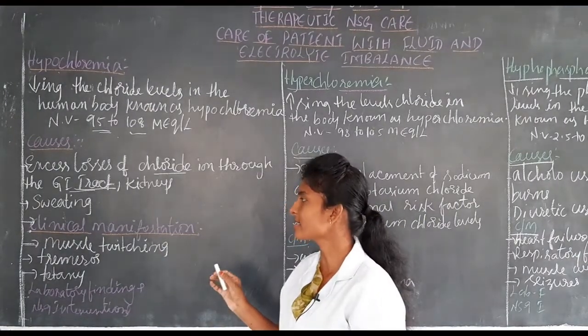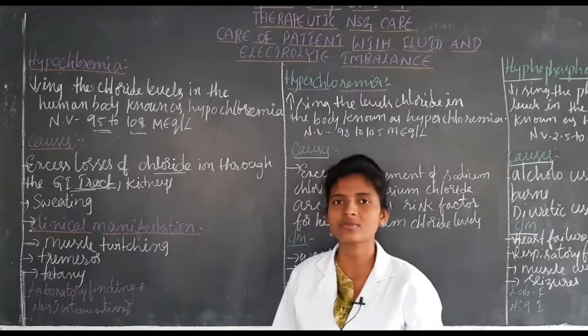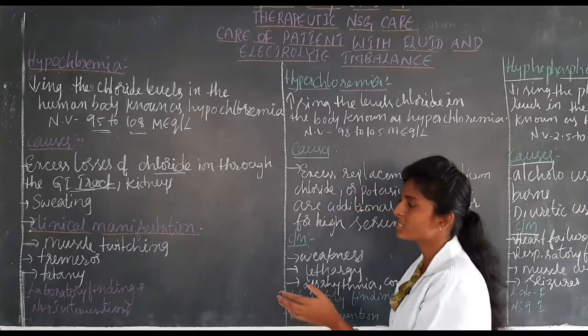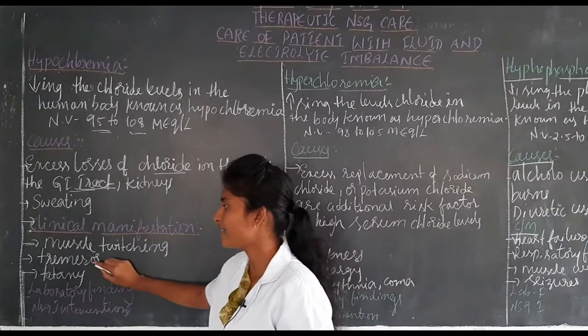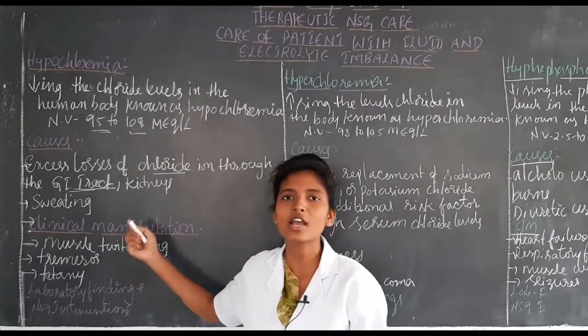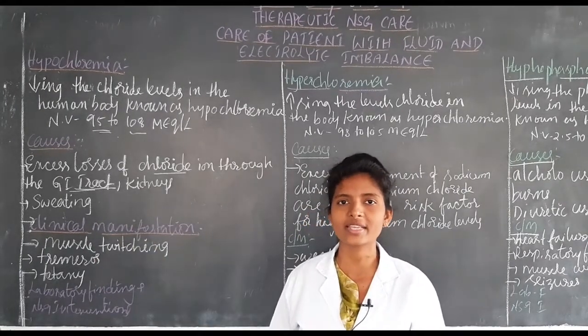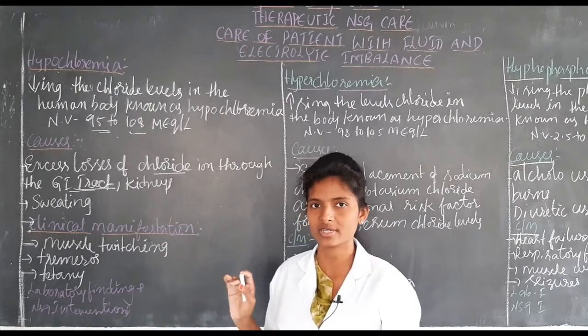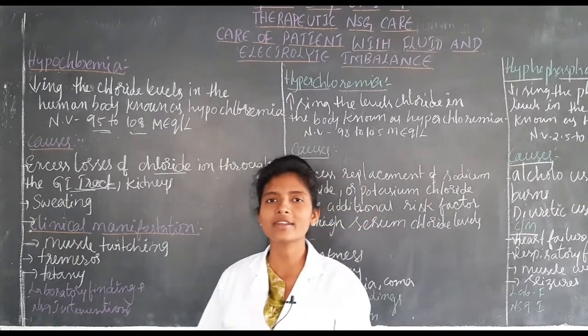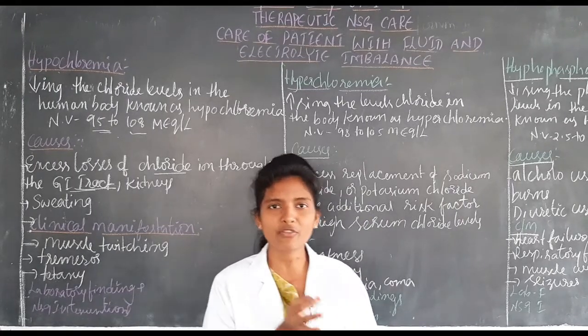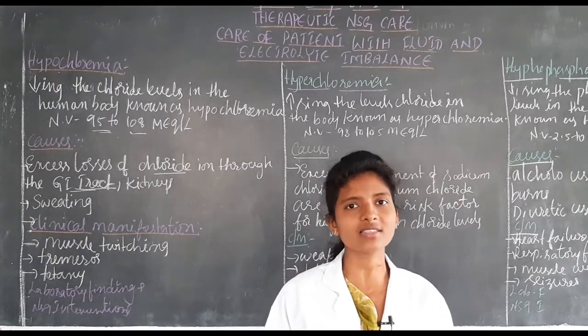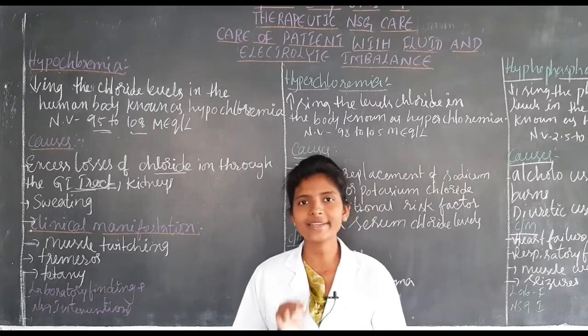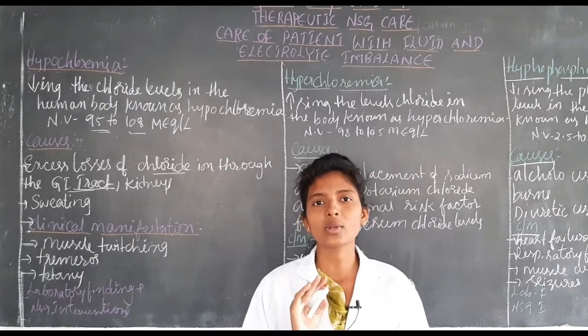And next thing is clinical manifestation. We have seen muscle twitching and tremors, tetany, nausea, vomiting, restlessness, weakness, and these things can be present in this kind of patient. And next we have seen laboratory findings. Mostly in such a condition, which investigation will they do? That is nothing but the serum chloride level.